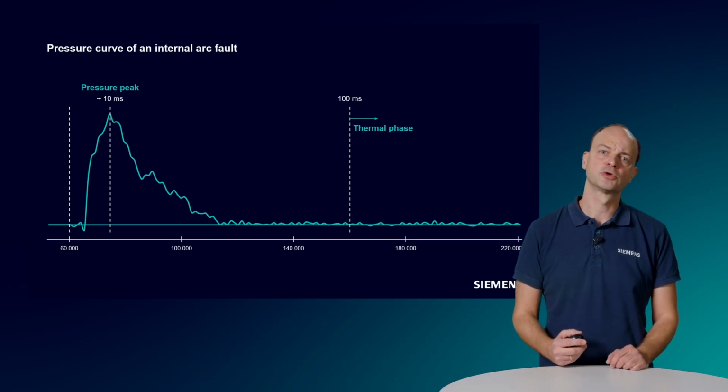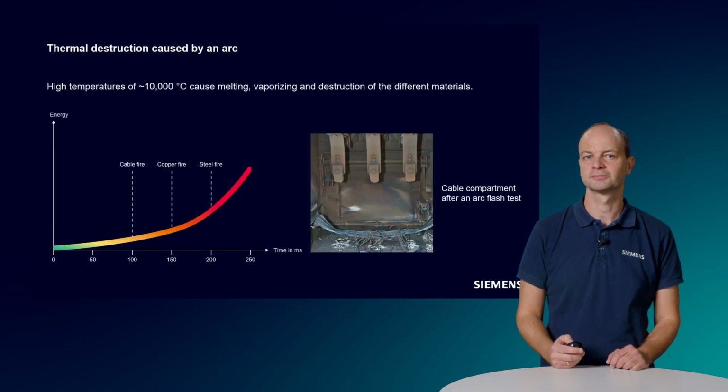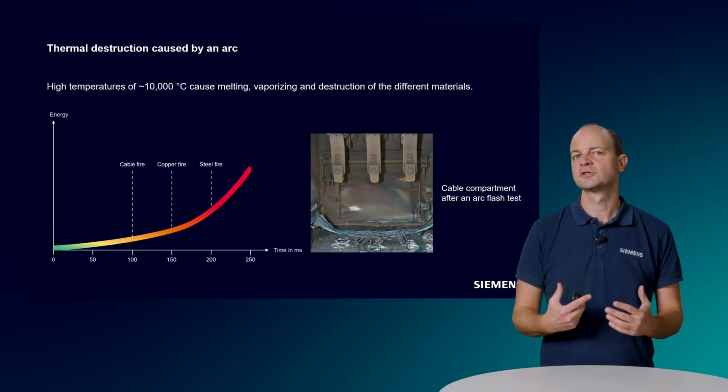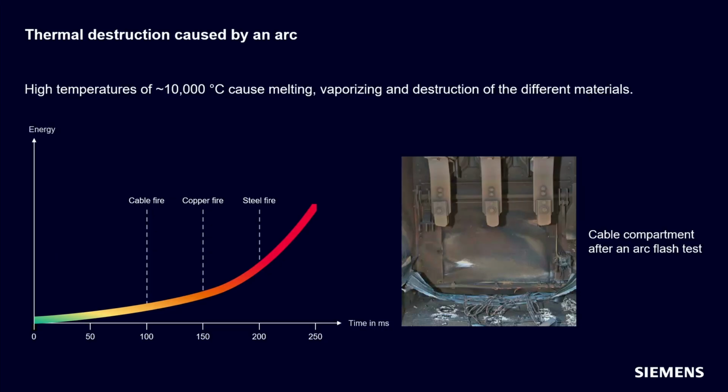However, you can avoid the thermal phase that leads to severe damage. So what does severe damage mean? An arc flash leads to extremely high temperatures that can reach around 10,000 degrees Celsius. Just for comparison, the temperature on the surface of the Sun is only 6,000 degrees Celsius. This extremely high temperature causes melting, vaporizing and destruction of the switchgear materials.